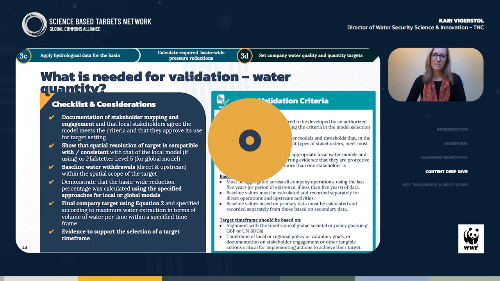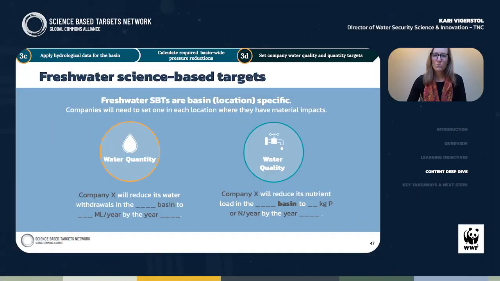So, what do freshwater targets look like? Here is some target language that can apply to different companies looking to set targets on an annual or monthly basis for water quantity and water quality, specifically on water use, which are withdrawals from surface water bodies and groundwater, and freshwater pollution resulting from nitrogen and phosphorus.